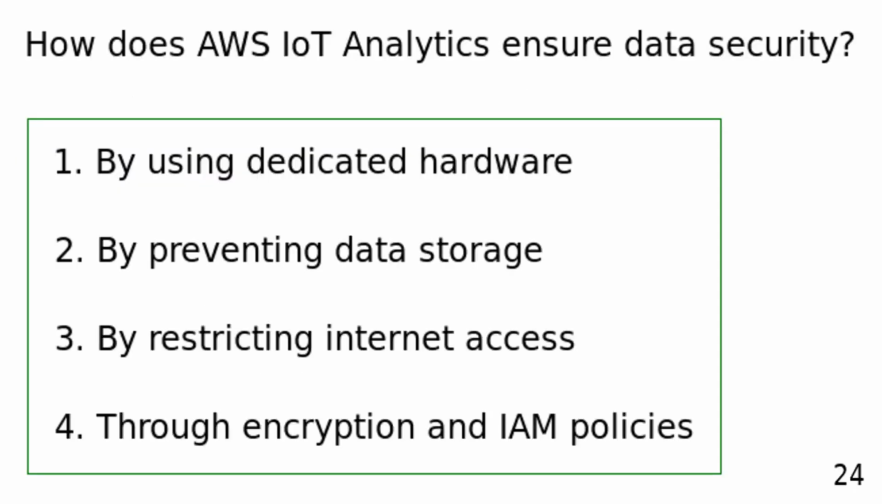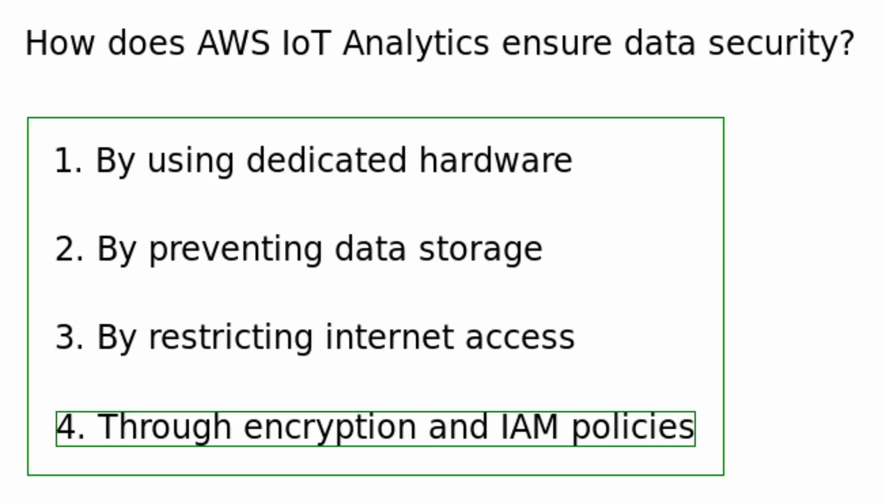How does AWS IoT Analytics ensure data security? By using dedicated hardware. By preventing data storage. By restricting internet access. Through encryption and IAM policies. AWS IoT Analytics ensures data security through encryption and IAM policies.